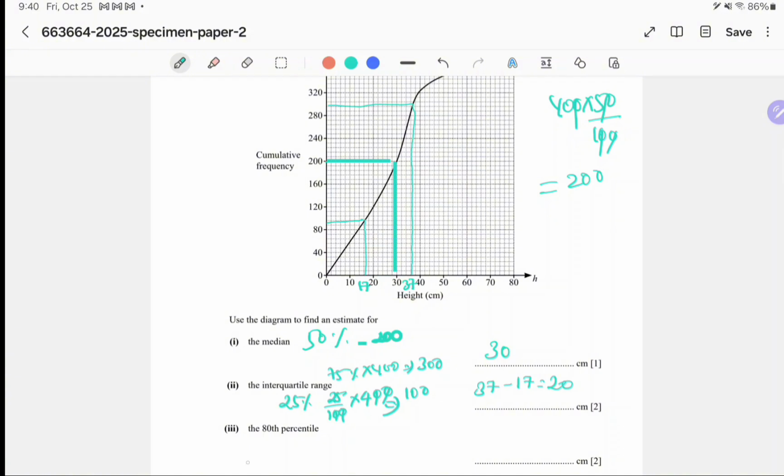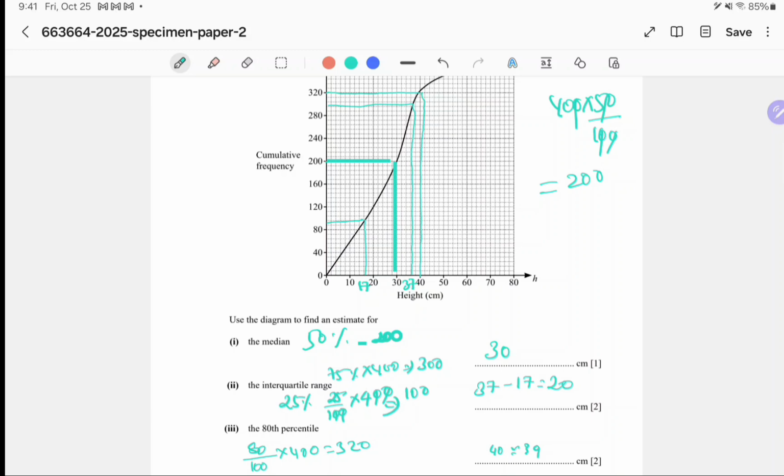Next one, the 80th percentile. So 80 percent of 400 is 320. Mark on the graph and get the answer. 320 is direct, so from 320 draw a line to hit the graph. It's directly on the line, 40. Nearby, so 40 or 39 may be your answer.